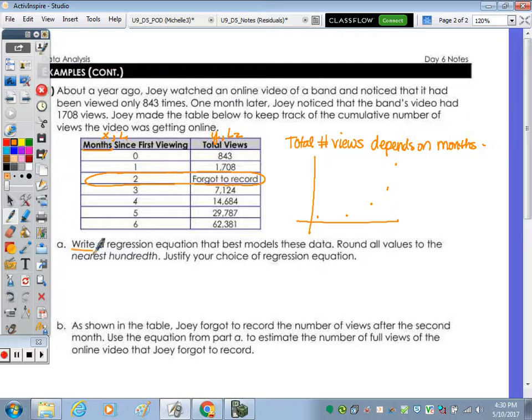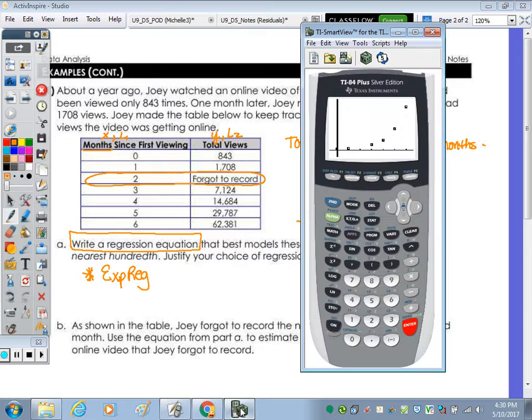So when I write a regression equation, I'm going to run an exponential regression. So now that the data is in the calculator, we're going to go to Stat, Calculate, Exponential Regression. We have to scroll down to see it. Right here, so 0. Hit enter. Hit enter again. And there is our A value and B value. So take a minute to copy those down from your calculator.